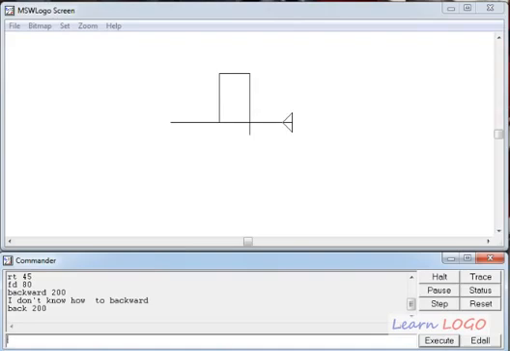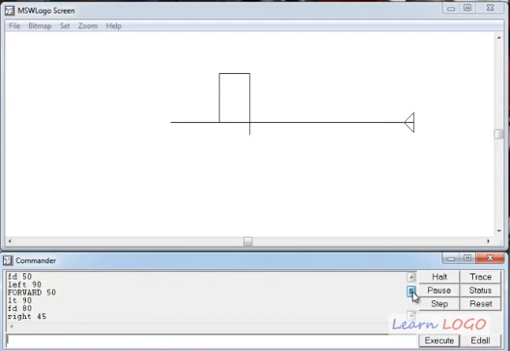Oh, it has moved backward, right? Keeping the head of the turtle in the same direction. It hasn't turned the head of the turtle. So keep it in mind. Backward command doesn't turn the head of the turtle. And yes, there is a shortcut for backward command also, that is BK. BK, and suppose again if I ask him to go back by 200 points, it will go back by 200 steps, right?